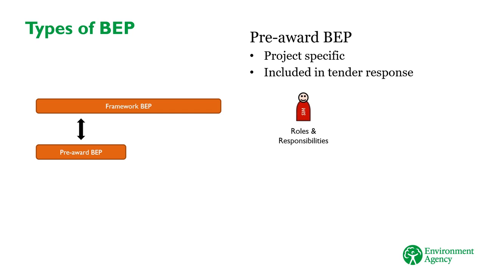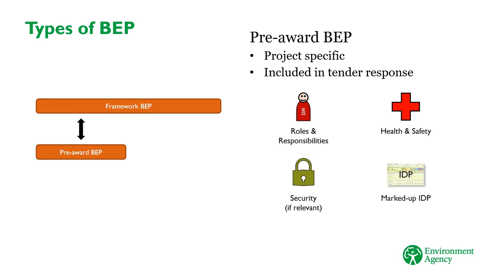The pre-BEP contains the details of the person the supplier is putting forward to undertake the supplier information manager role. It also explains how the supplier will use BIM on the project to improve health and safety by finding hazards and communicating them to those involved in building, operating and maintaining the asset. If your project needs to handle sensitive information, the pre-BEP will explain the supplier's security protocol for managing this. And the pre-BEP will contain the supplier's marked up IDP. If the supplier proposes doing something on the project which changes what they've stated in their framework BEP, then the pre-BEP should also include some information about that.